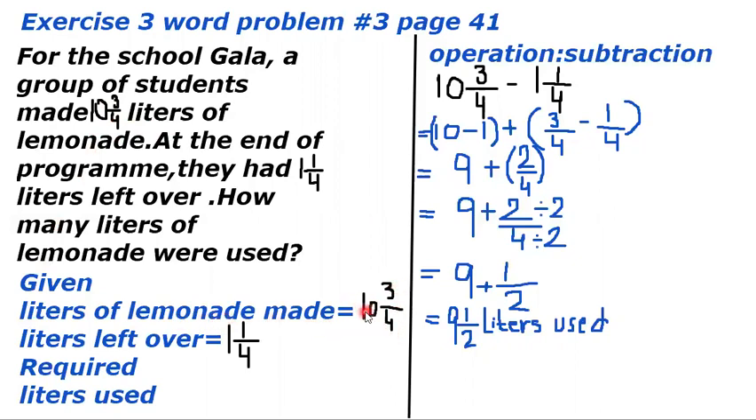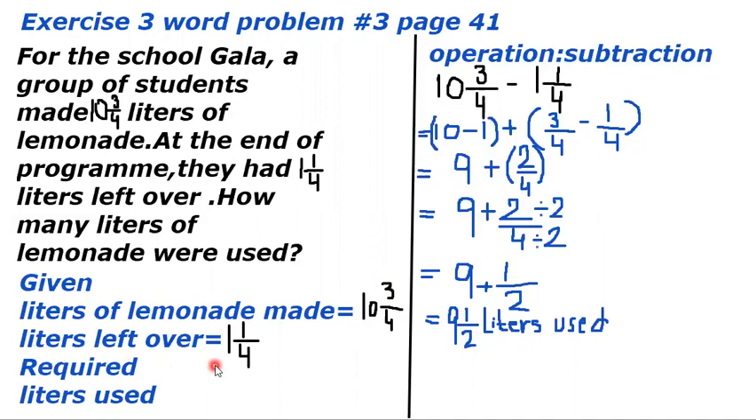It means that 10 full liters and 3 upon 4 liters. It means that if you have 1 liter and you divide 1 liter into 4 parts, out of 4 parts they made 3 parts. 10 full liters and next, from the 11th liter, if they divide 1 liter into 4 parts, out of which 3 parts, 10 whole 3 upon 4 gives this sense.